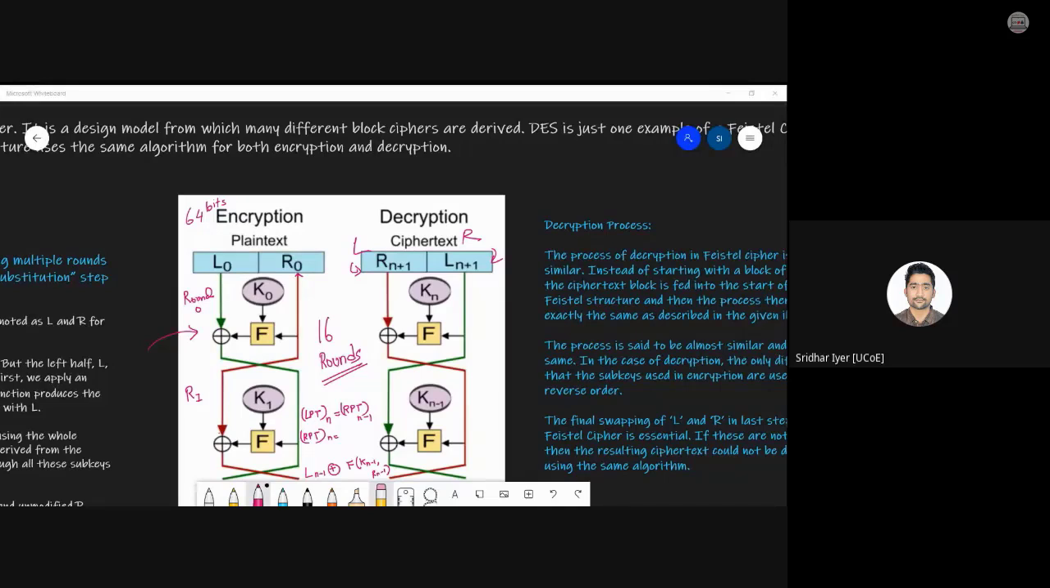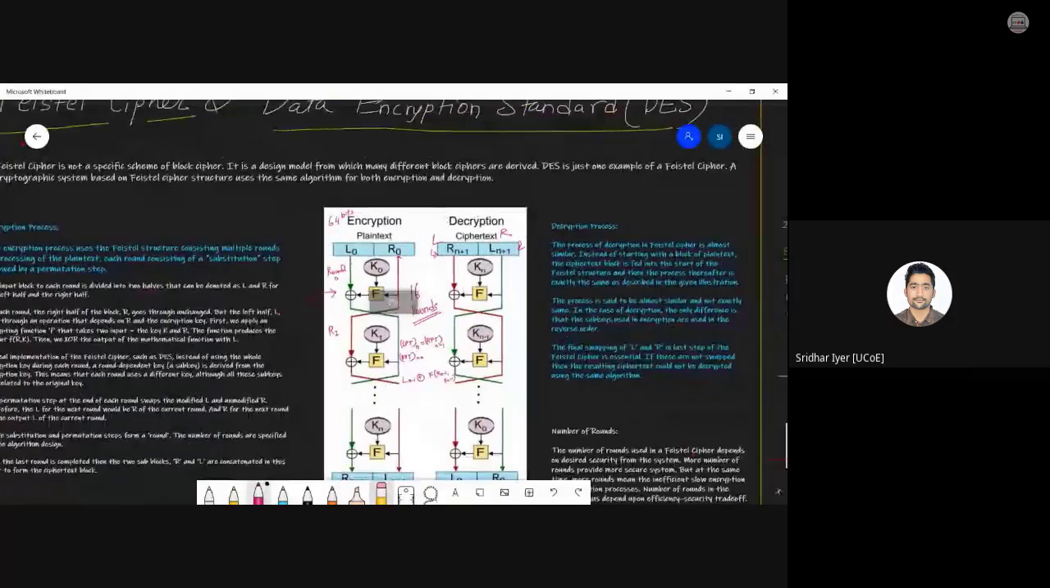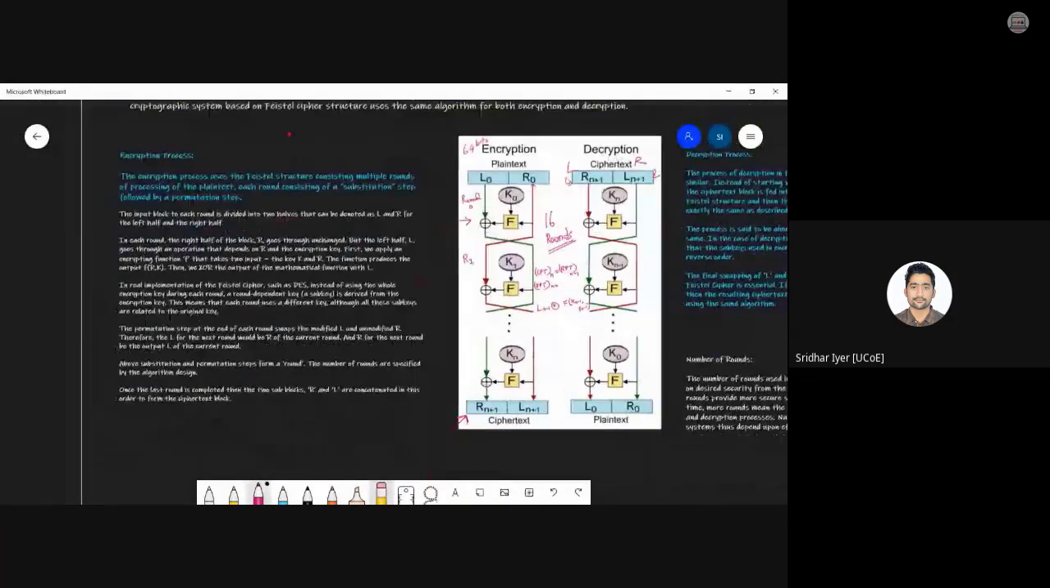Whatever ciphertext you're getting, divide that into two parts and repeat the same process again. And at the end, you will get the plain text. Clear? So this is the entire process. I will obviously share the PDF with you with the theory part, so I'm not focusing on this theory. The same thing I have repeated. The same thing is given over here.